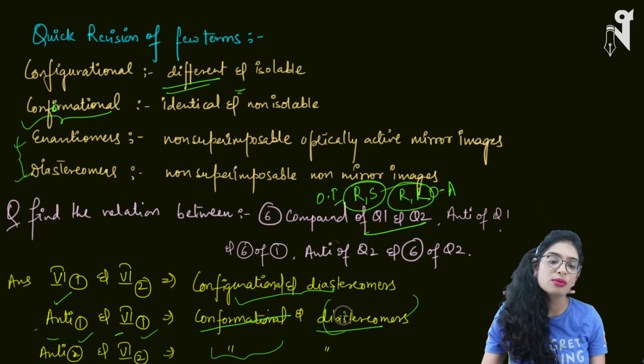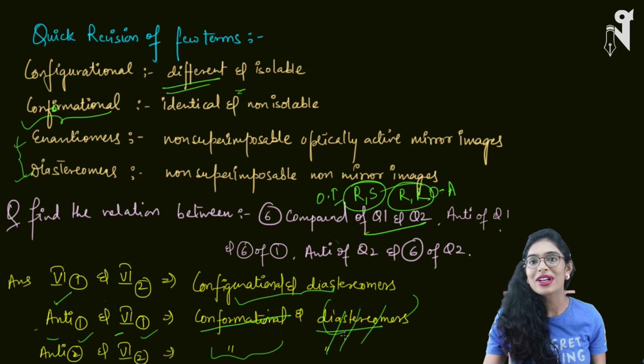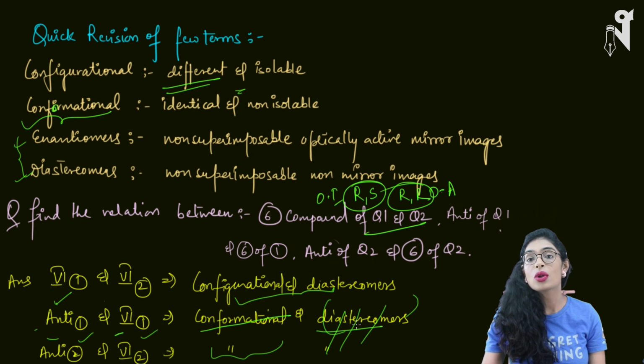Ideally, conformational isomers are just conformational isomers. These are not diastereomers. Okay, why? Because diastereomers are the ones which can be isolable. Their configurations are different. They are non-superimposable. So there are many things. So it doesn't suit the diastereomer definition at all.